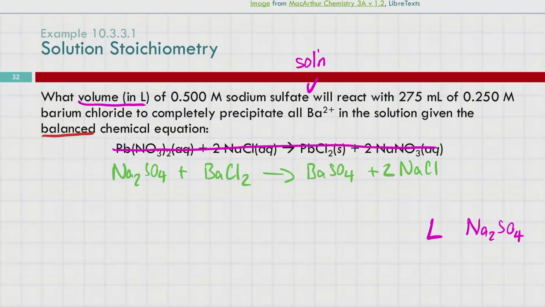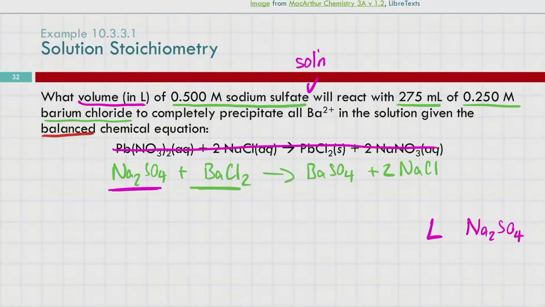All right, so we're trying to find sodium sulfate. What's the other chemical that we care about? What's the other chemical that's mentioned? Barium chloride, which is BaCl2. So those are the 2 things that we care about. Those are our 2 chemicals. The other things that we're given is we're told that it's a 0.5 molar sodium sulfate solution, and we've got 275 milliliters of that concentration of barium chloride.